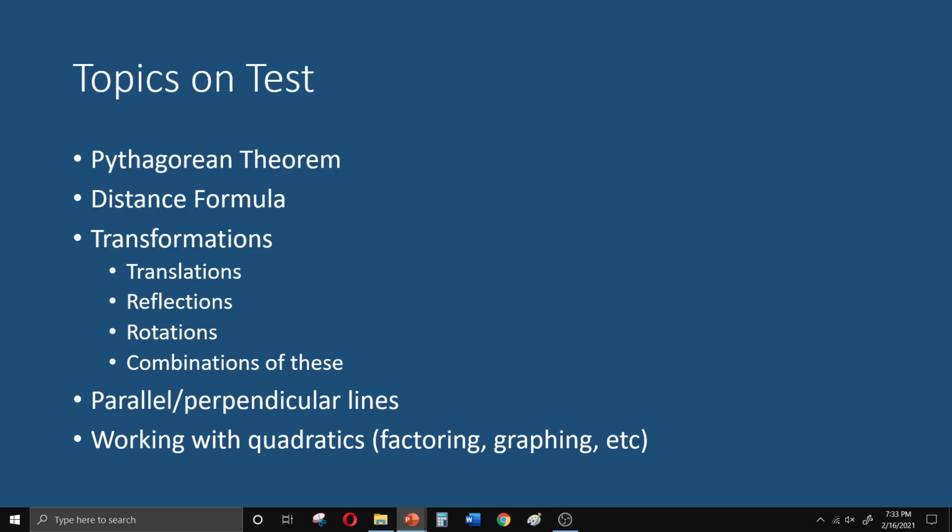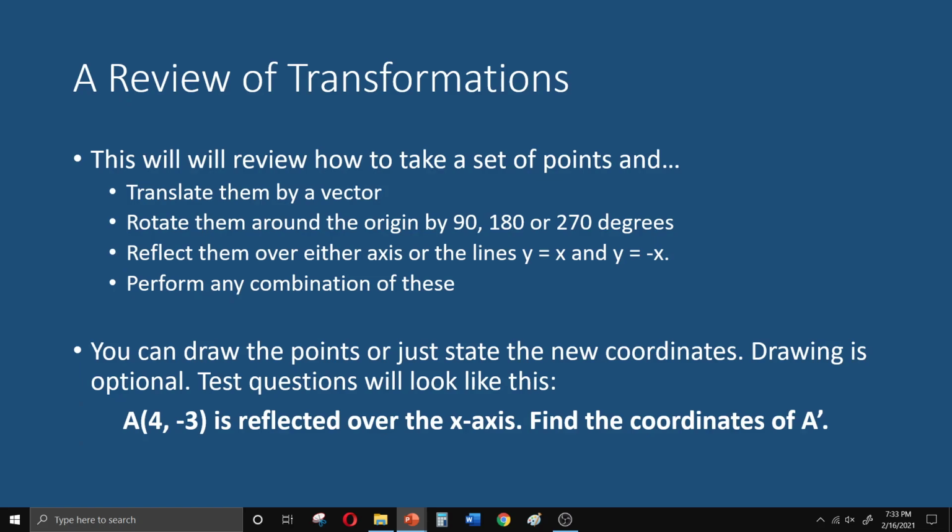What we're going to focus on in this video is the transformations. So we will go over one more time how to translate something, how to do a rotation by 90 or 180, how to reflect something over the axes or the lines y equals x and y equals negative x. We'll also talk about putting those things together.